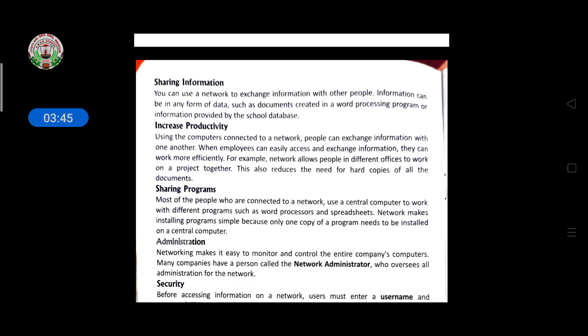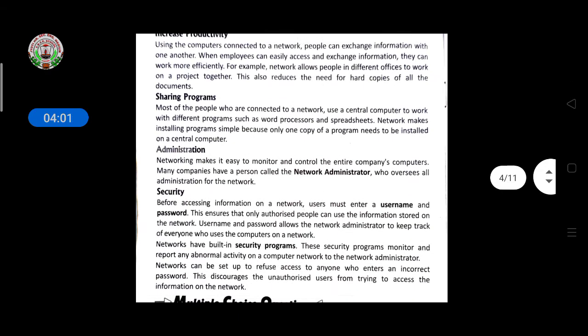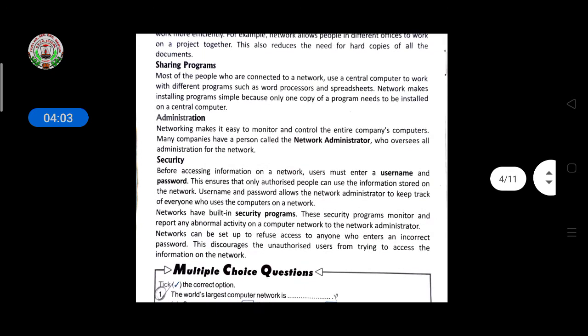So increased productivity means if all the computers are connected, and you are doing a project work as a team, you have to share your files or documents. So it is easy to share all the files, and to do the work all together with your colleagues or with your friends. Then sharing programs.